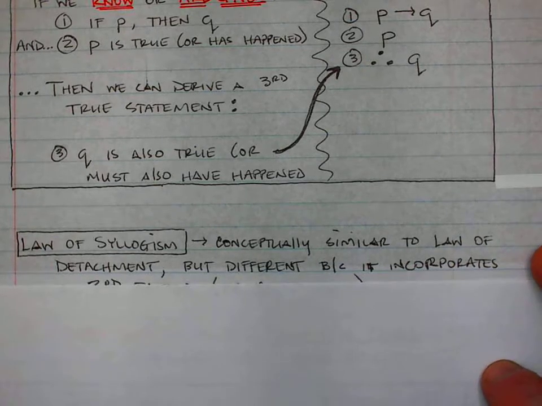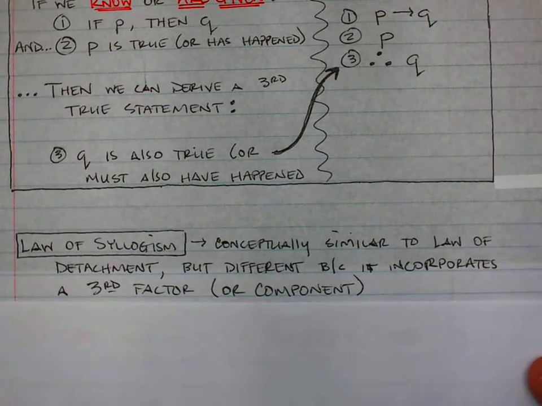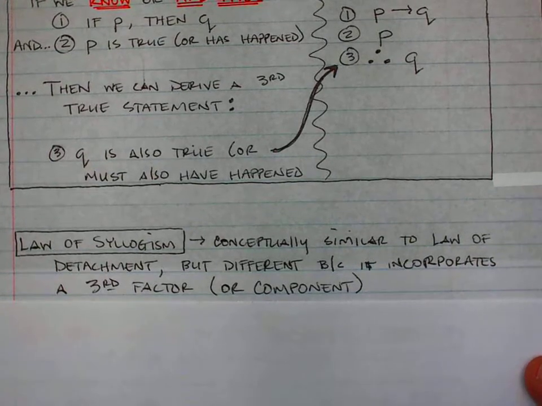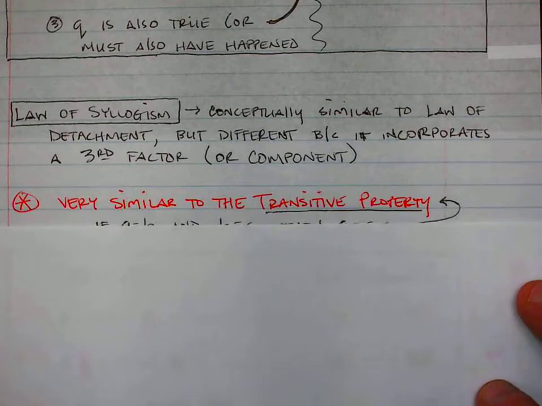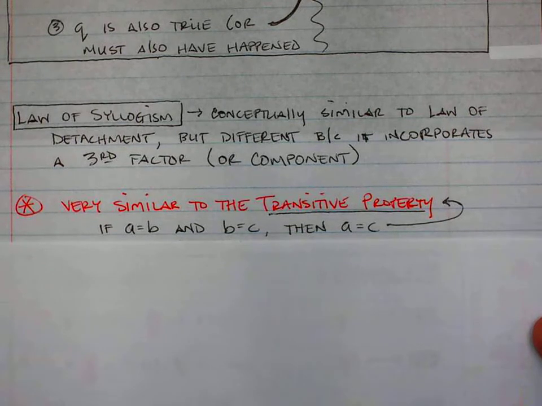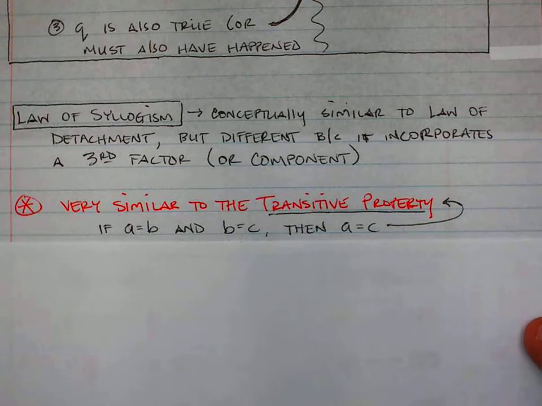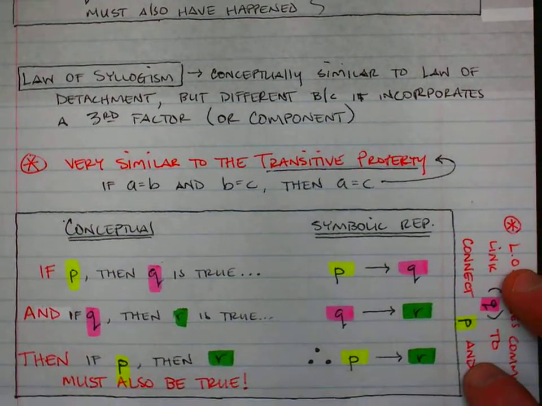The law of syllogism is conceptually similar to the law of detachment, but it's different because it incorporates a third factor or component. It's also very similar to the transitive property that some of you may remember, where we would say if A is equal to B and B is equal to C, then A is also equal to C. So let's take a close look at what I mean here.